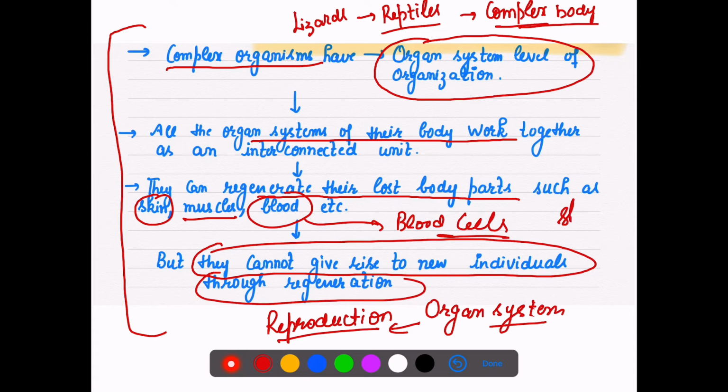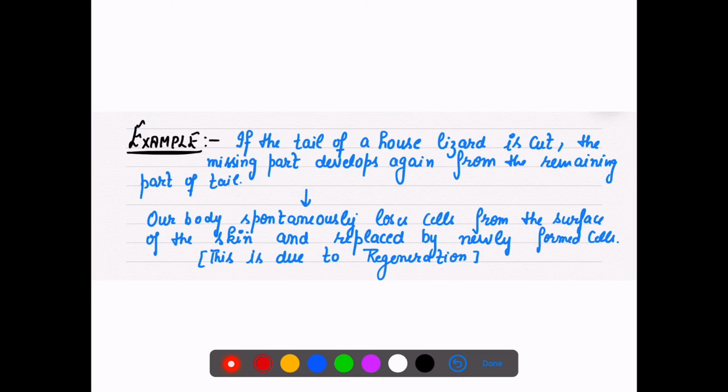It is not that you take one cell out of your skin, grow it, and it becomes a new human being. No, it cannot happen in complex organisms. So if the tail of a lizard is cut, does it have the capacity to develop into a new lizard? No. The missing part only develops again from the remaining part of the tail.